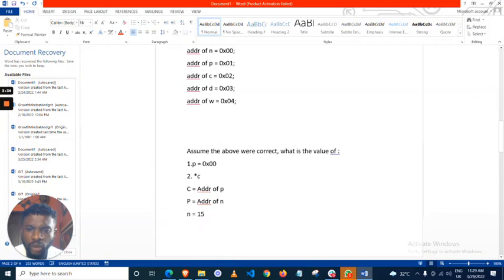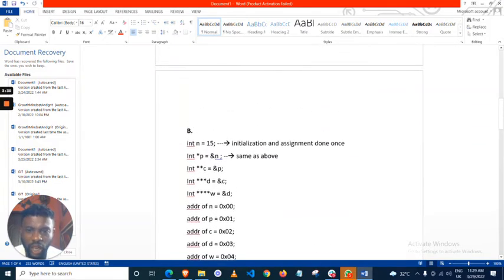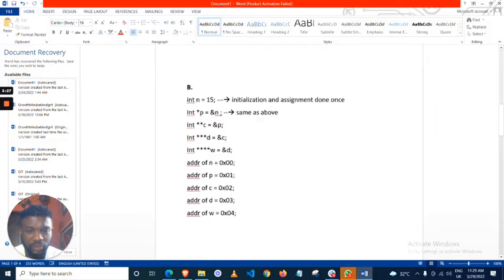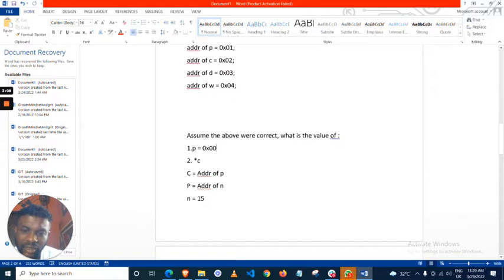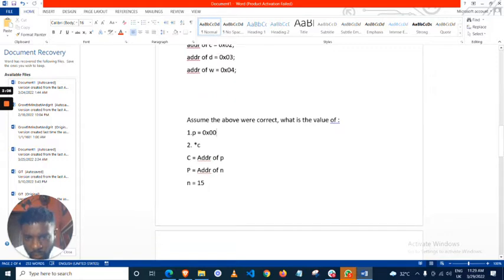Now question number 2, you have asterisk C. Here C has double asterisk, but just forget about the asterisk attached to C. Now ask yourself this question: what is C? C contains the address of P. The next question you ask, what is P? P contains the address of N. The last question, what is N? N is 15.